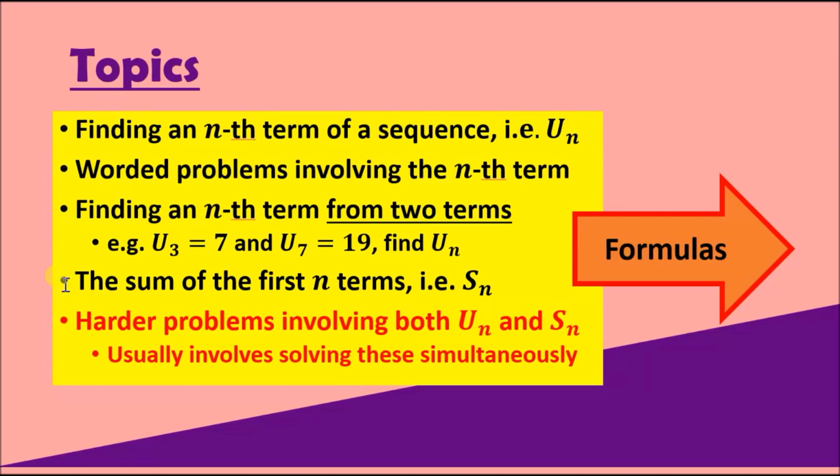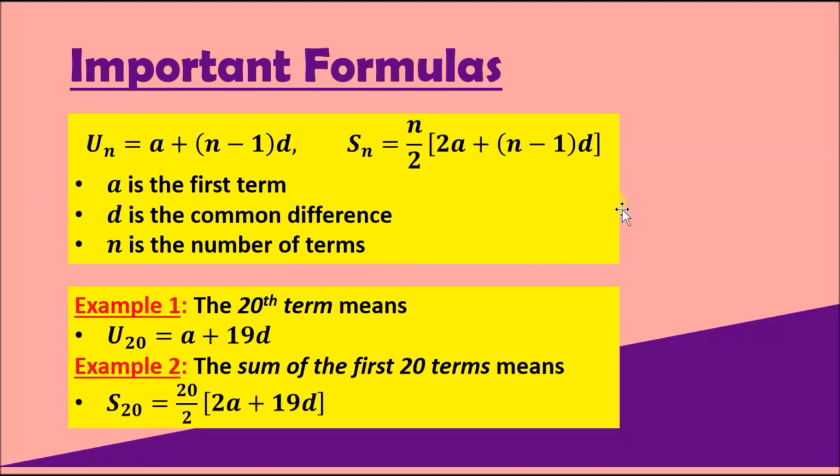Now, let's check out the formulas, guys. So there are 2 important formulas for us to learn, yeah? The first one is the standard nth term formula, which is a plus n minus 1 multiplied by your common difference d. Okay, and I've labeled what everything is. A is your first term, n is the number of terms, and d is the common difference between each term. Okay, now this formula is not given in the exam, so you have to memorize this one.